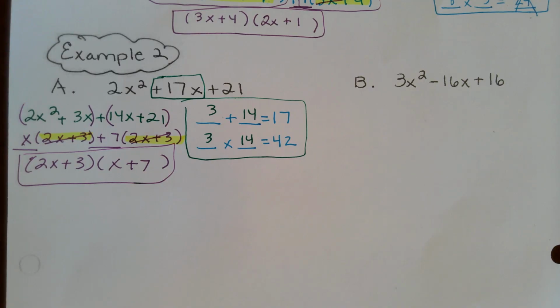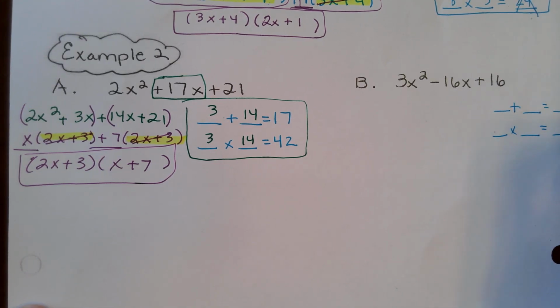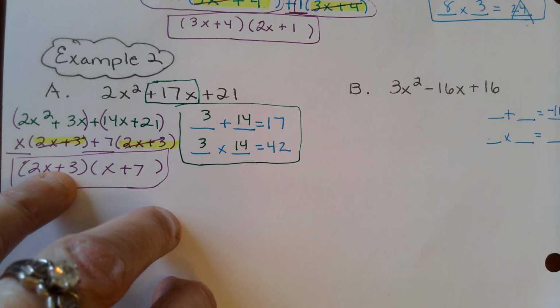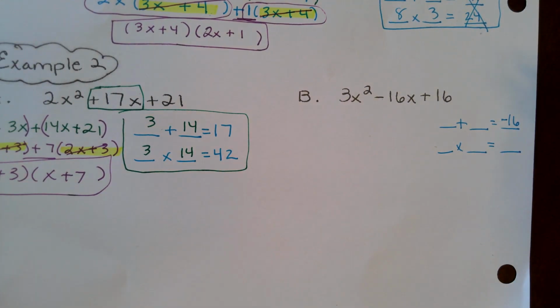All right, you guys try to set up the box for the next one. All right, so what plus what equals? I hope you put a negative 16 in here. It's very important you don't miss that. And then what times what equals 3 times 16 is 48.